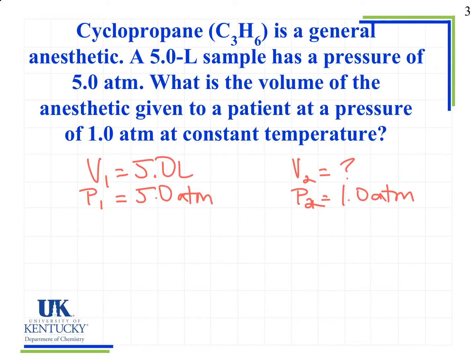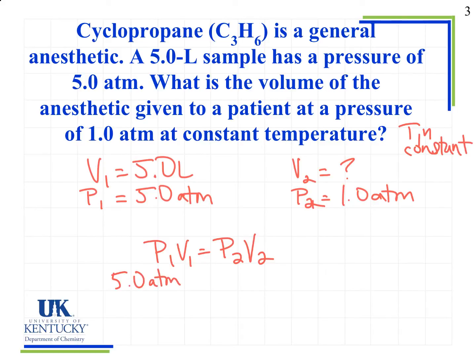Now in this one it tells me that we're at constant temperature. It also doesn't mention adding additional moles of gas, so I know that temperature and moles are constant. So T and n constant. And the gas law that relates those is Boyle's law, so I know P1 V1 equals P2 V2 because those are the variables involved. So P1 is 5.0 atmospheres times volume 1, which is 5.0 liters, equals V2, which is my unknown, times my P2, 1.0 atmospheres.